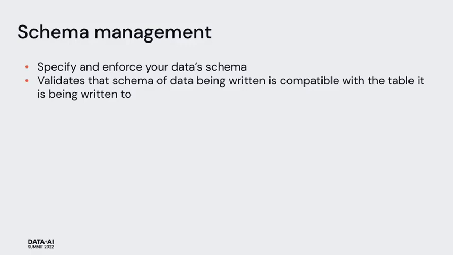Delta Lake gives you the ability to specify and enforce your data schema. It automatically validates that the schema of the data being written is compatible with the schema of the table it's being written to. Columns that are present in the table but not in the data are set to null. If there are extra columns in the data that are not present in the table, this operation throws an exception. This ensures that bad data that could corrupt your system is not written into it. Delta Lake also enables you to make changes to a table schema that can be applied automatically.